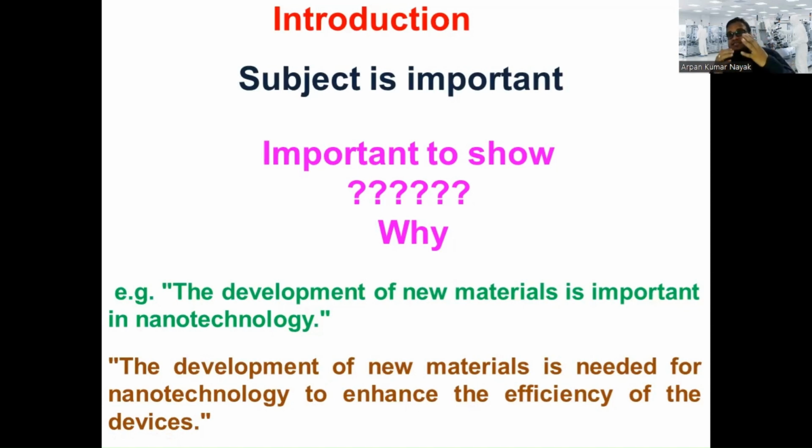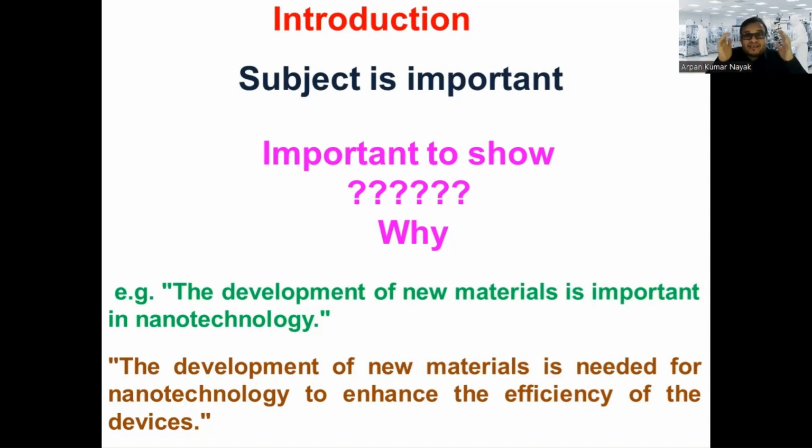So here you can understand the difference between these two sentences. The first one says the subject is important, that is, the development of a new material is important in nanotechnology. But the same sentence, how can we emphasize it, that it is needed, is crucial: the development of new material is crucial in nanotechnology. How? To enhance the efficiency of the devices. So here I want to say why this development is important, means why this subject is important. So try to understand.